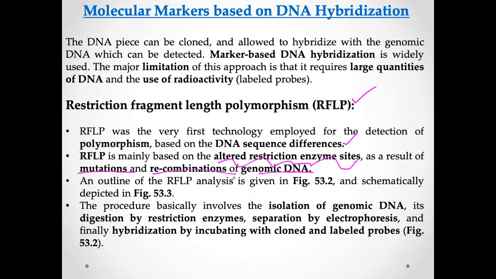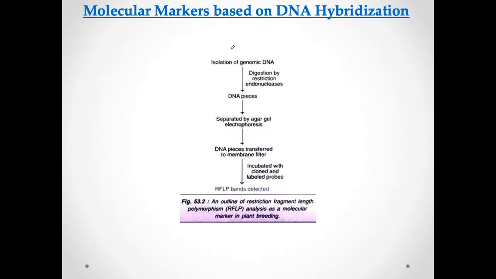An outline of how RFLP analysis is done is given in the next figure. Basically the same steps that we discussed in the previous slide are done. That is isolation of genomic DNA, then we digest it with the restriction enzyme, then separate by electrophoresis, then DNA pieces are transferred to a membrane, and finally we hybridize with the cloned labeled probes that we are looking for, giving RFLP bands.